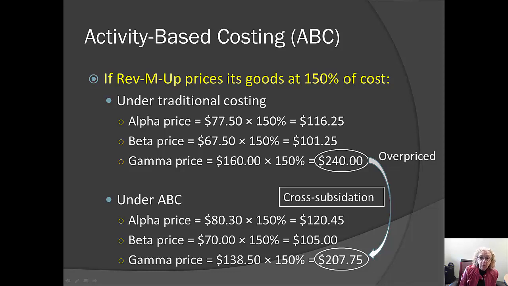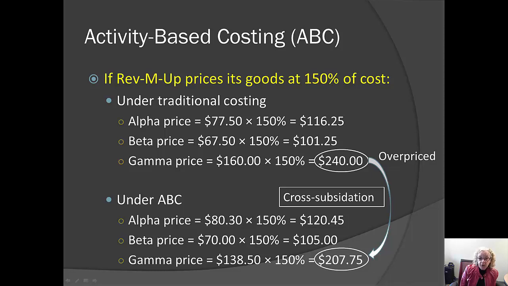Let's say that all of our competitors know more about cost accounting than we do, and they're all using activity-based costing when we are still using traditional costing. In that case, they're charging $120 for their alpha when we're charging $116. So of course we're going to sell a lot of alpha. Same thing for beta. But why are people buying our product? They're buying it because we are not actually charging enough.